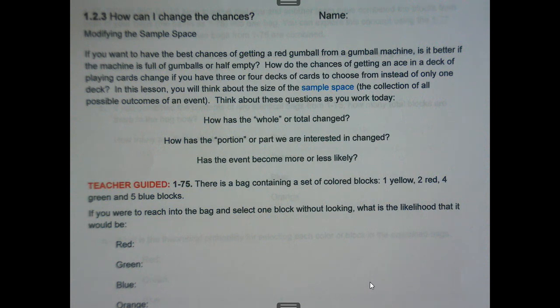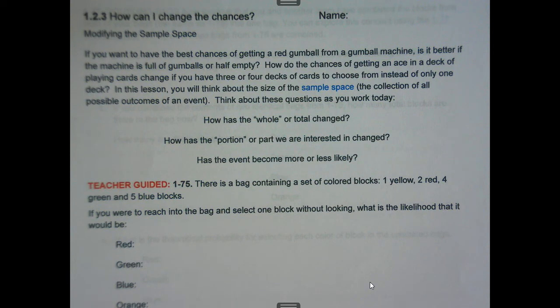Moving on with our practice on probability. Today we're going to look at modifying the sample space. The introduction says if you want to have the best chances of getting a red gumball from a gumball machine, is it better if the machine is full of gumballs or half empty? How do the chances of getting an ace in a deck of playing cards change if you have 3 or 4 decks of cards to choose from instead of only one deck?